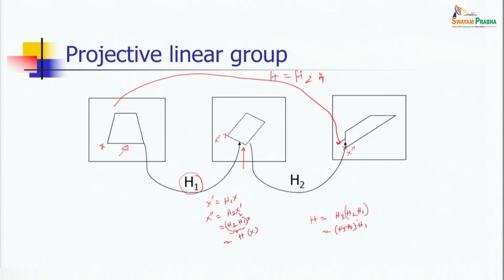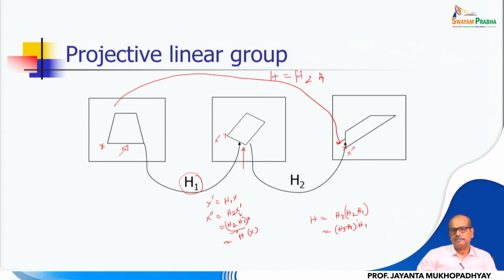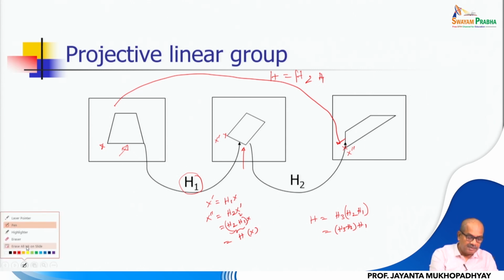And as you understand, the identity matrix is the respective identity element, because if I consider any particular identity matrix in the cascade, it will give me the same element. That is the identity matrix, and also its inverse exists. That is why it forms a linear group.